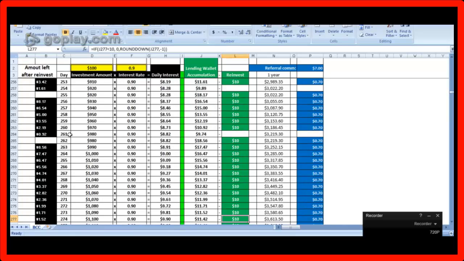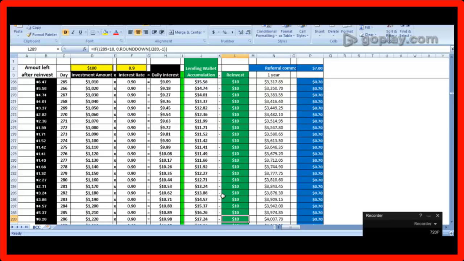Right here, day 262. That's still less than a year, and your $100 became $980 invested, and you're getting paid out $8.82 per day. And now at this point, the interest is enough to make a new reinvestment every single day. You see how fast that happened? Not even a year, and it's happening already.